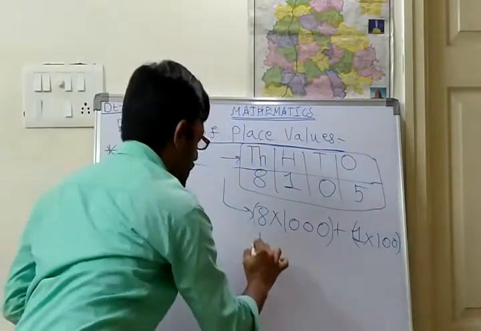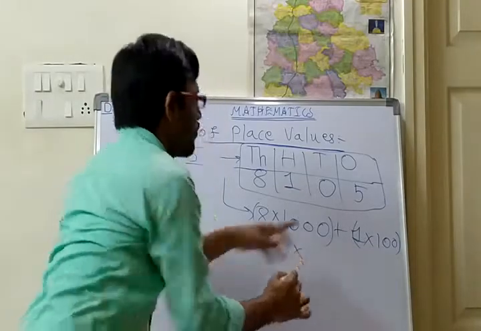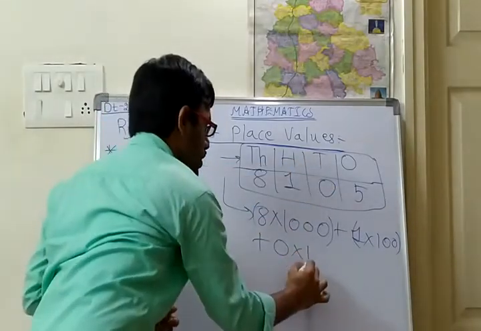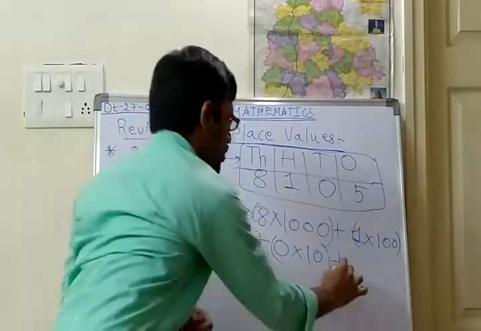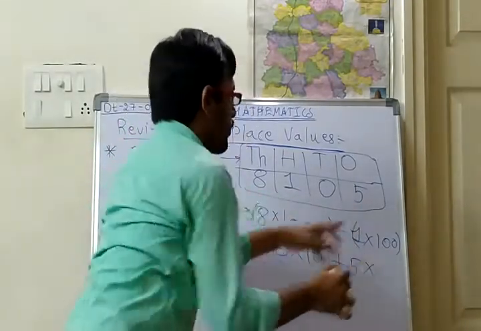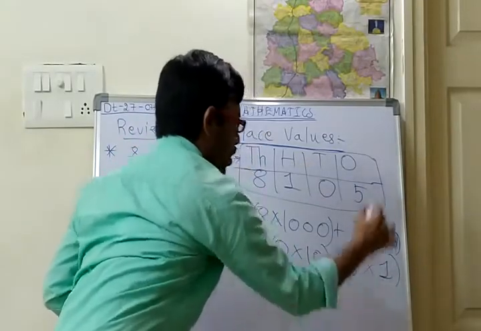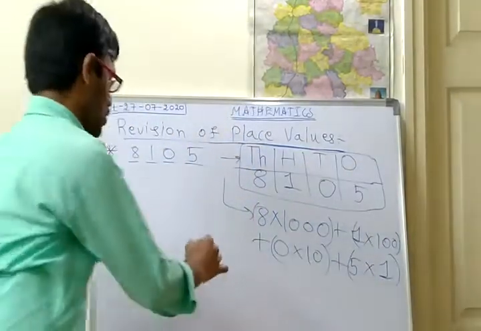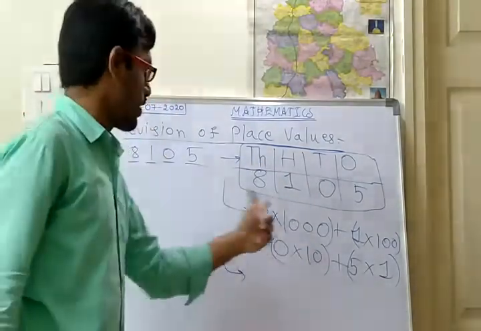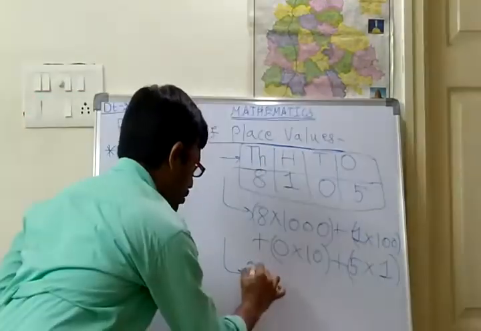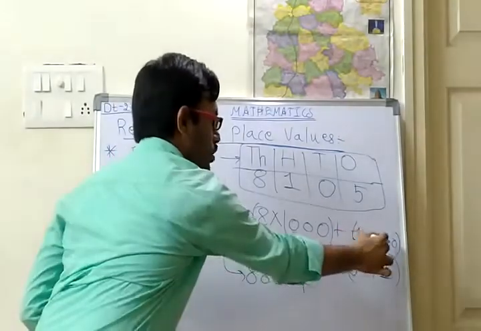Plus next 0 is in which place? Tens place. So 0 into 10. Next 5. So 5 is in which place? Ones place. So 5 into 1. Okay, like this you have to write. So after writing, what should you do? So 8 into 1000 means 8000 plus next 1 into 100, 100.